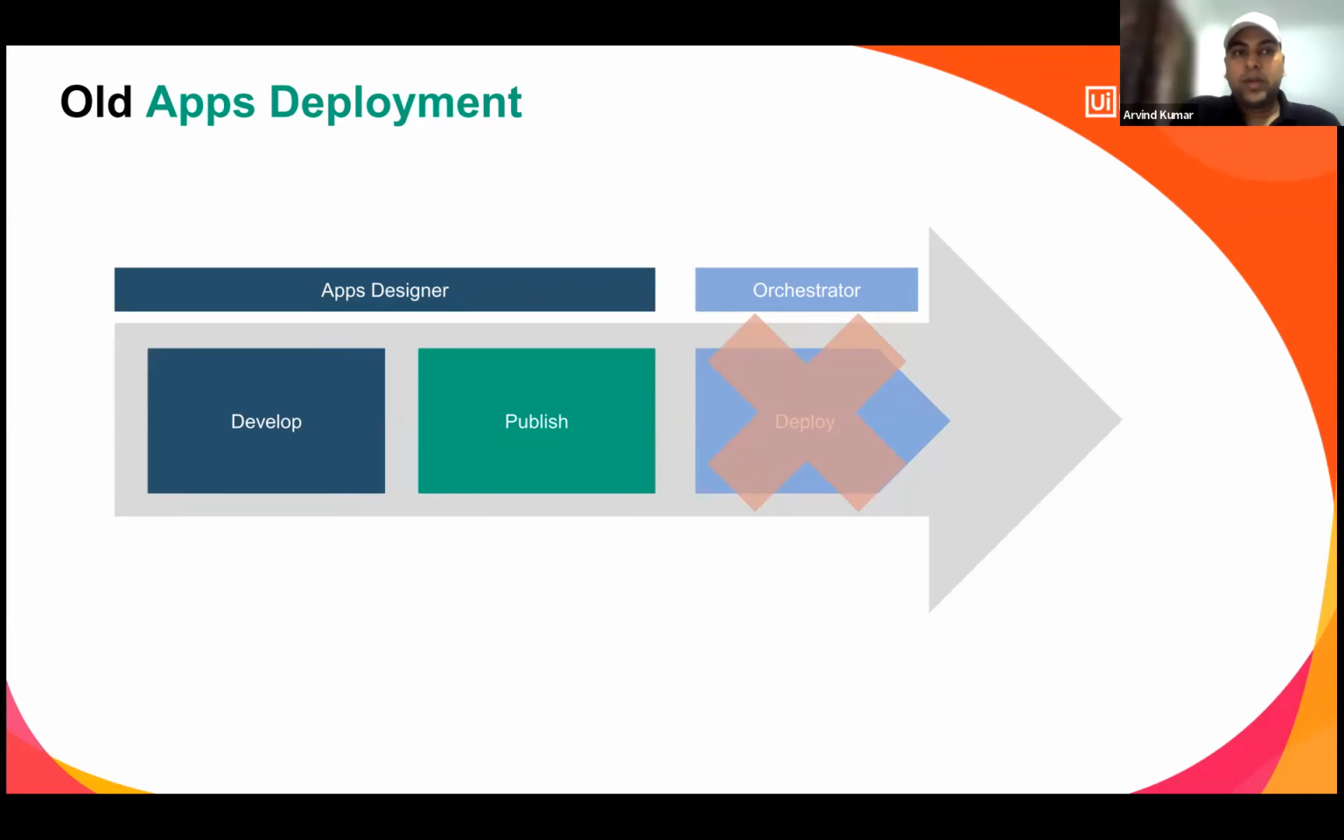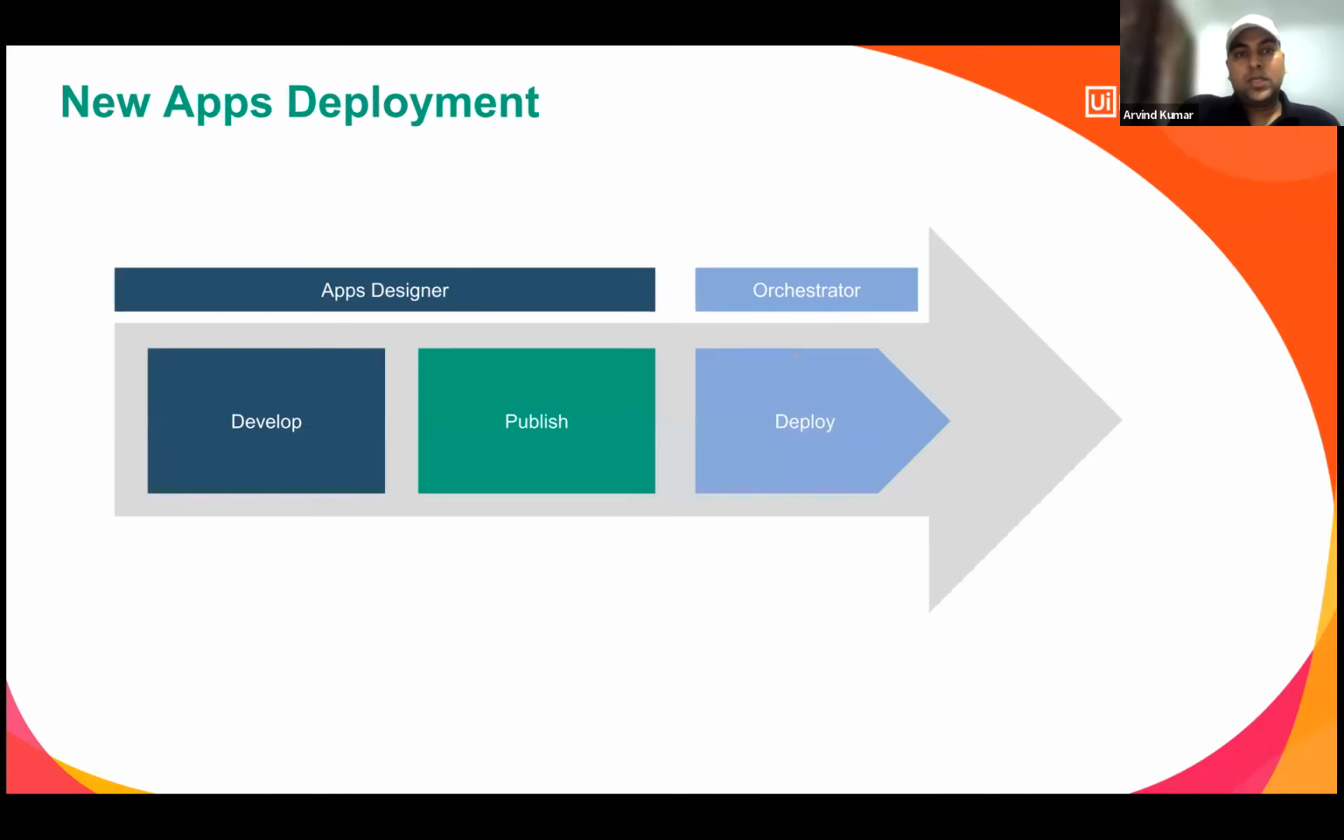But now, with the new one, it will look similar to the process deployment. You can develop, you can publish it, and then you can go into orchestrator. In orchestrator, you can select a particular folder, and inside the folder, you can go and select the apps and deploy the apps, right? So this is the new apps deployment cycle.